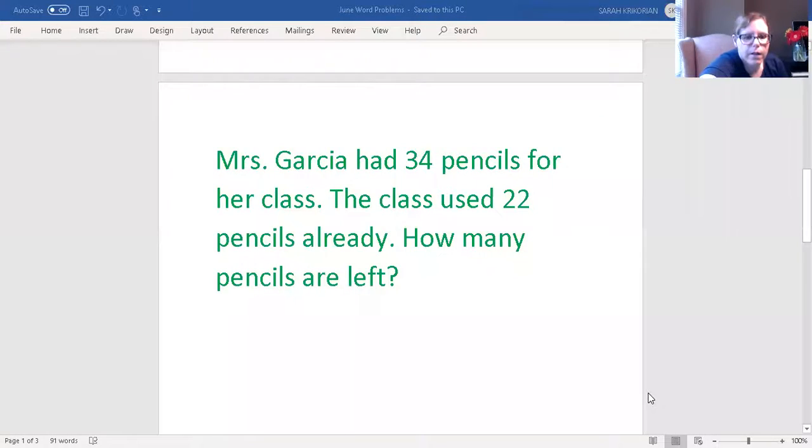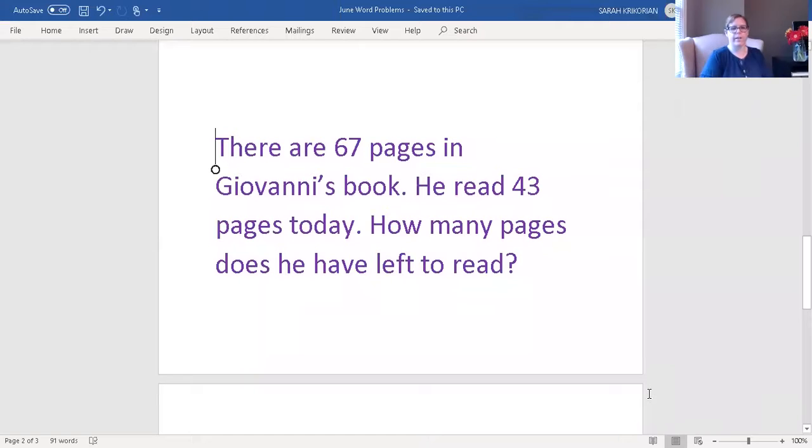So let's try one more word problem together. I'm going to share my screen. And let's look at the last one here. And I'm going to have you read it with me. It says, there are 67 pages in Giovanni's book. He read 43 pages today. How many pages does he have left to read?